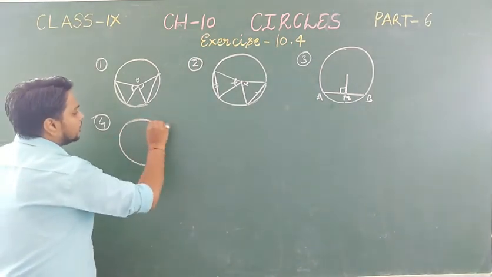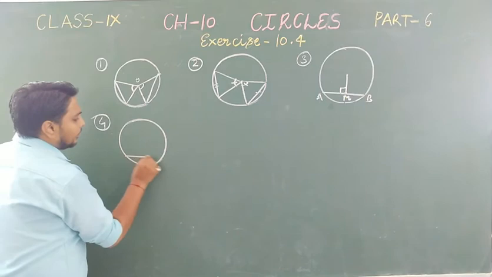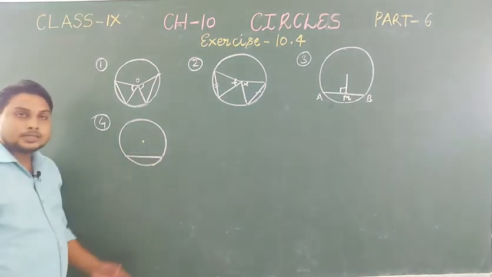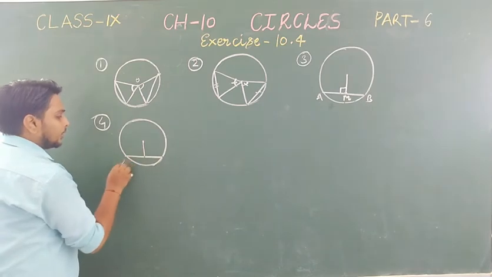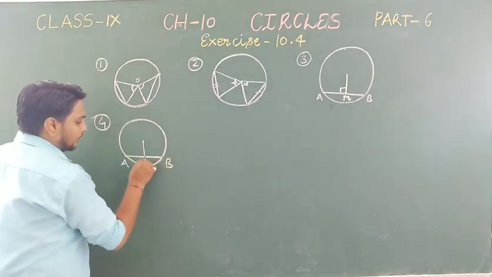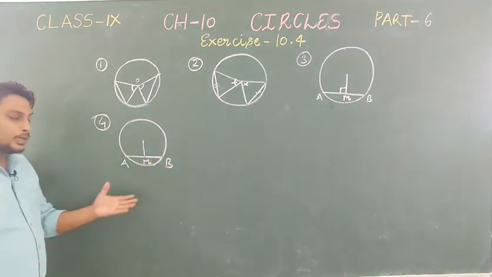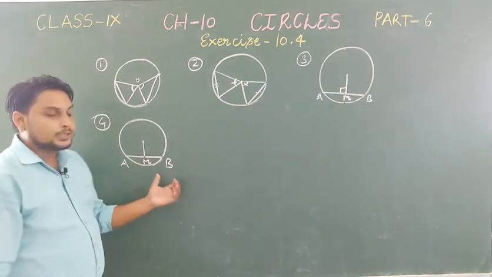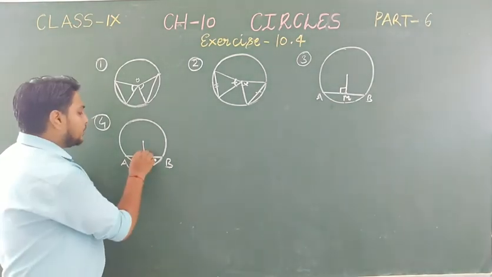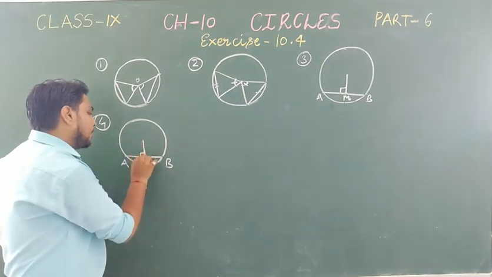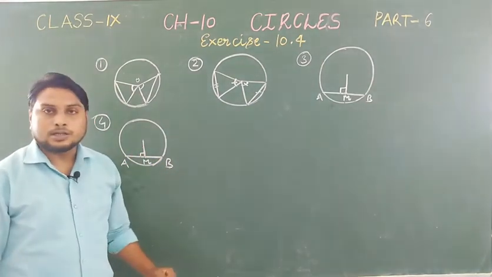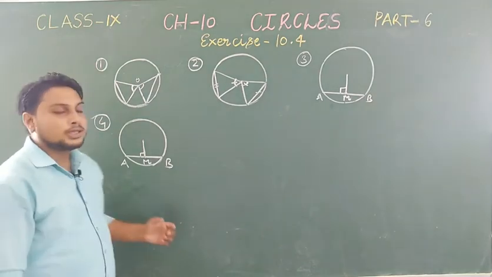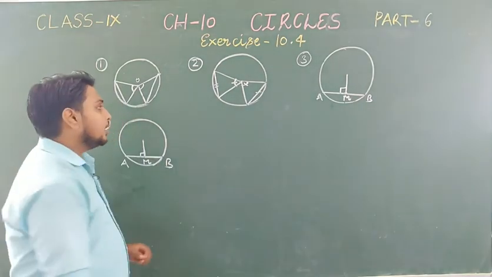The fourth theorem we have studied is the converse of theorem third. From the center, if a line is drawn such that the chord is bisected, then you have to prove that this line is perpendicular to the chord. It is the converse of the third theorem. This was the fourth result that we have studied.